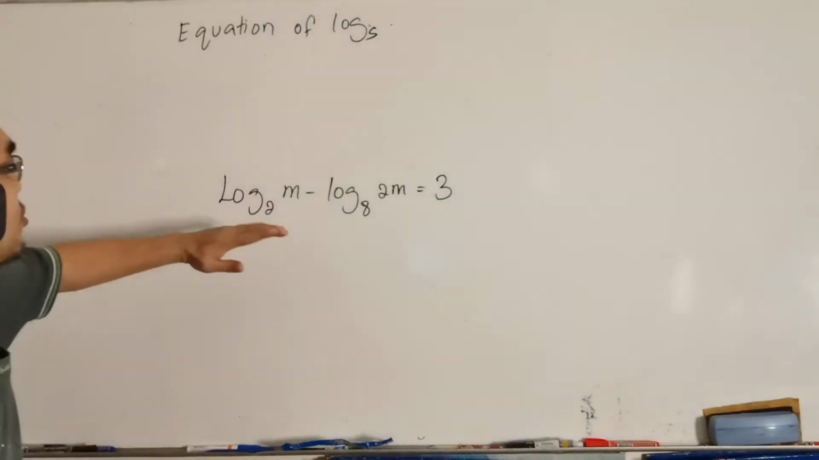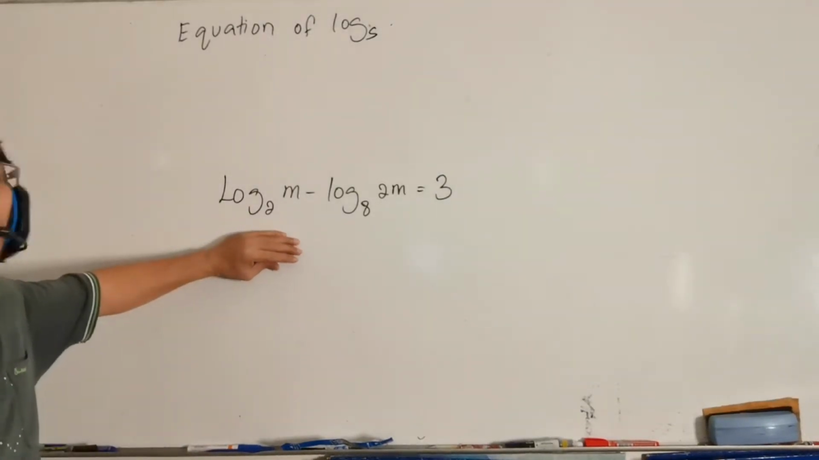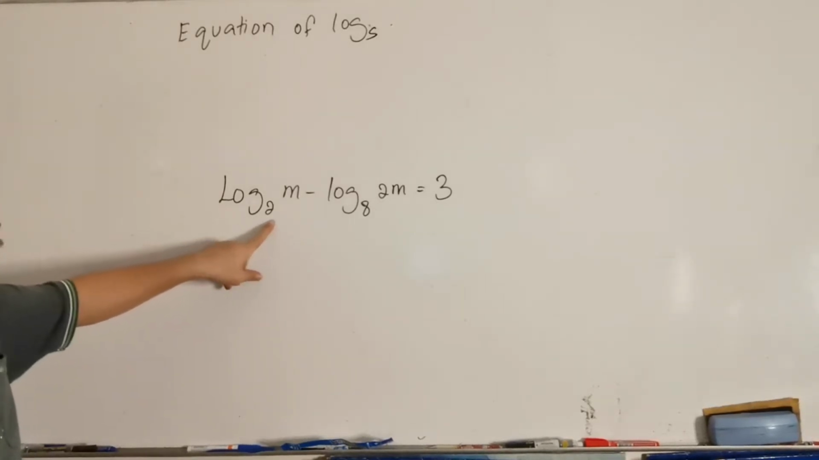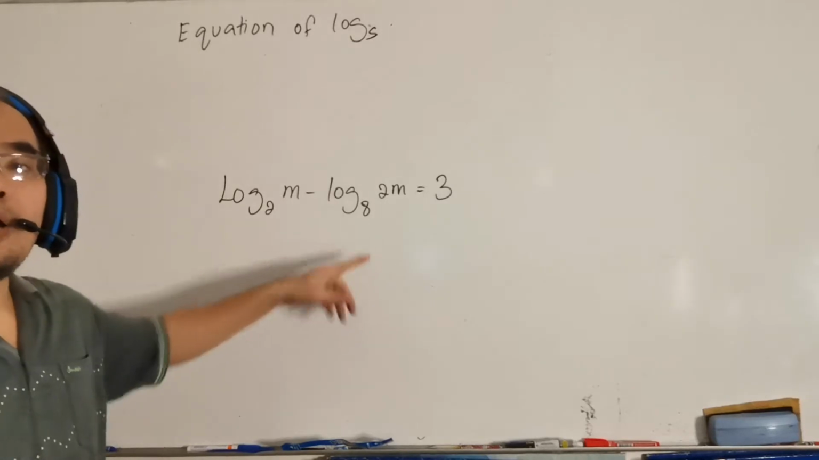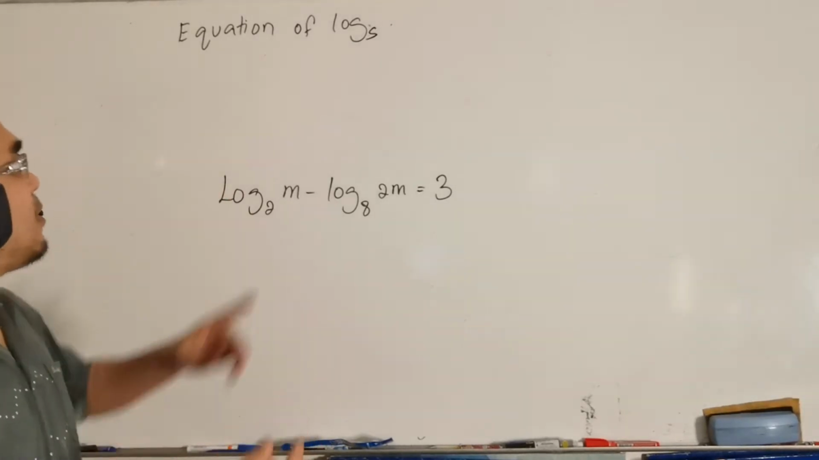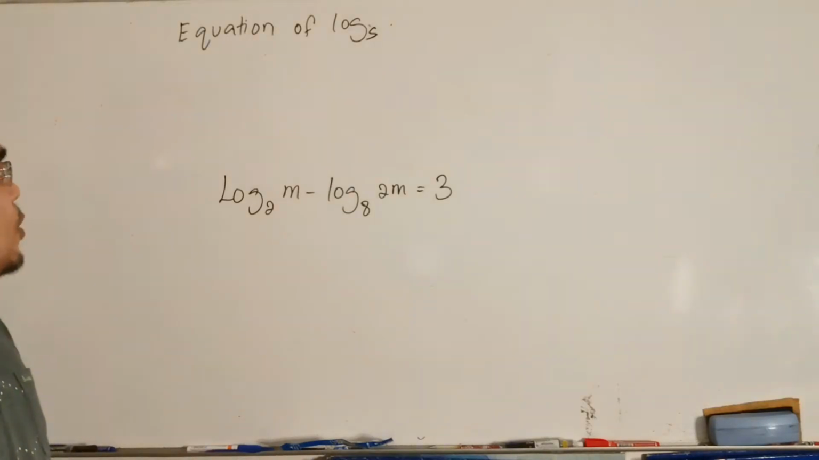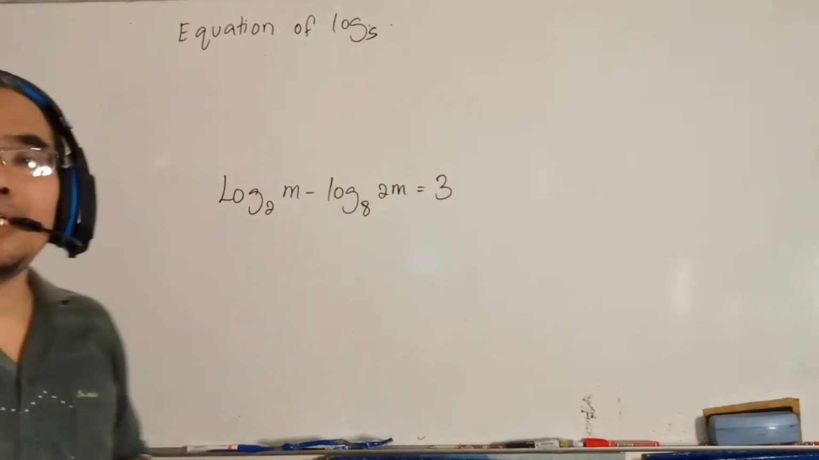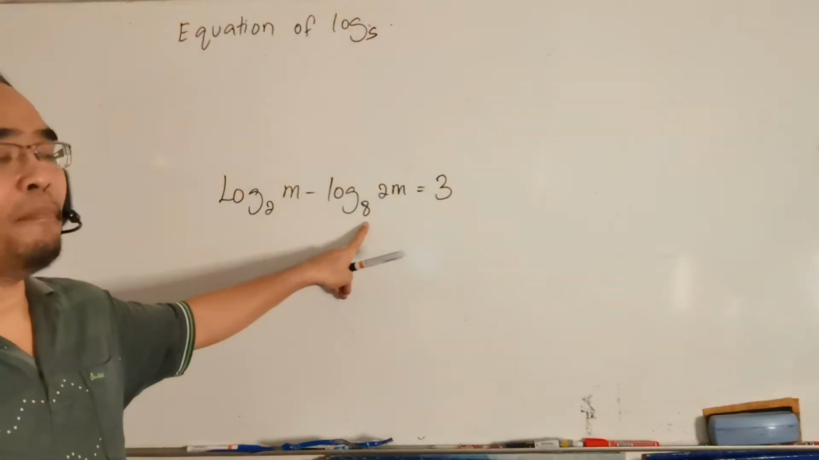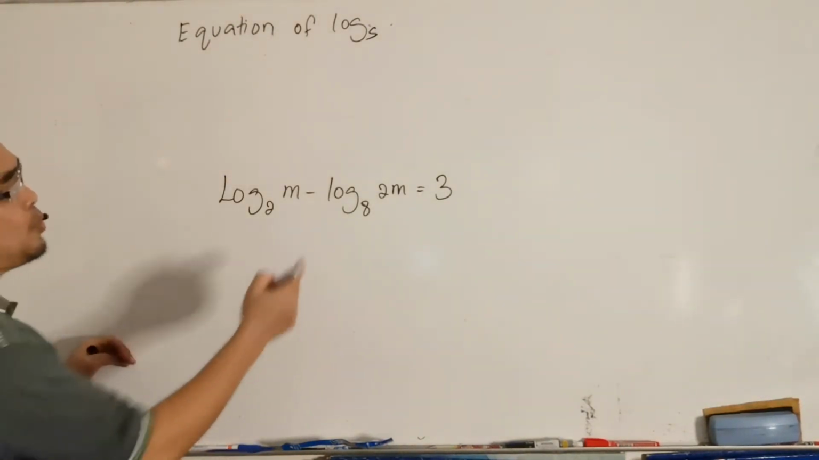Let's try to solve one of the equations of log here. So if this is log 2 and this is log 8, how to solve that? So we change log 2 to log 8 or log 8 to log 2. It's better, or easier, to change the bigger number to the smaller number. So how to change to log 2?